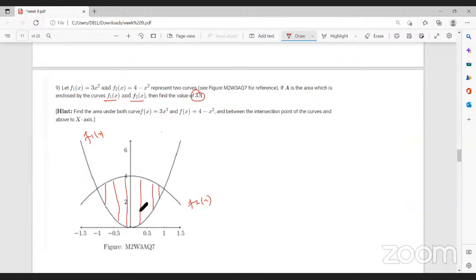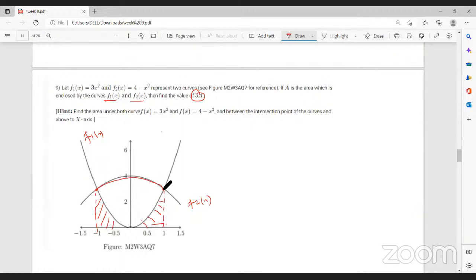How to find it? Geometrically, tell me what we have to do if I want to find the area. First, I have to find the intersection points of these two curves, right? So what I will do is first find the area under this whole curve. Now, if I want to find the area of this particular region, I have to subtract this area. So I will find the area under f2 minus the area under f1.